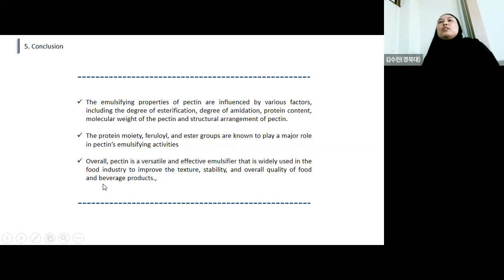So why did I write this paper? Because our lab project is now focusing on the last year of our lab project. We are focusing on applying pectin or crop pectin as a fat replacer. So that's why I have been writing this, in order to widen our lab area. So that's all for me. Thank you.